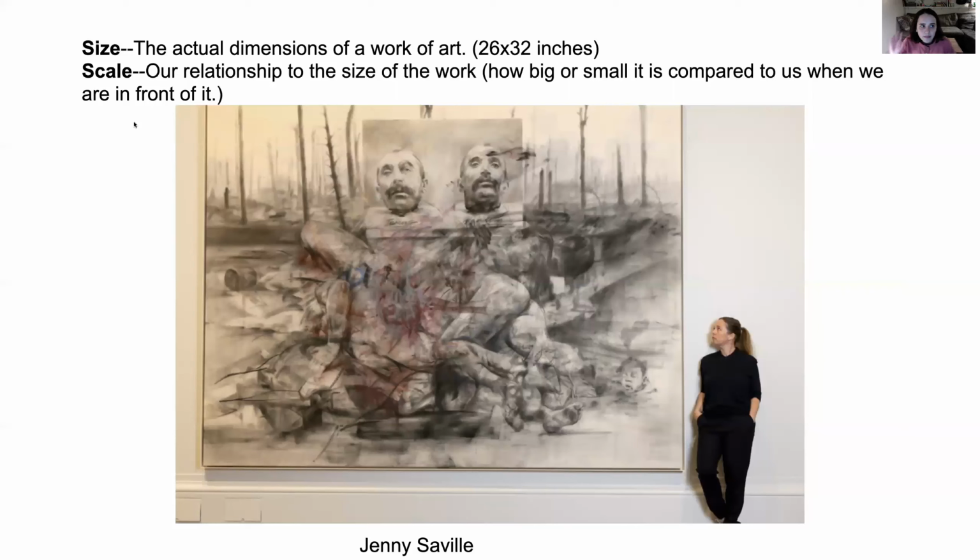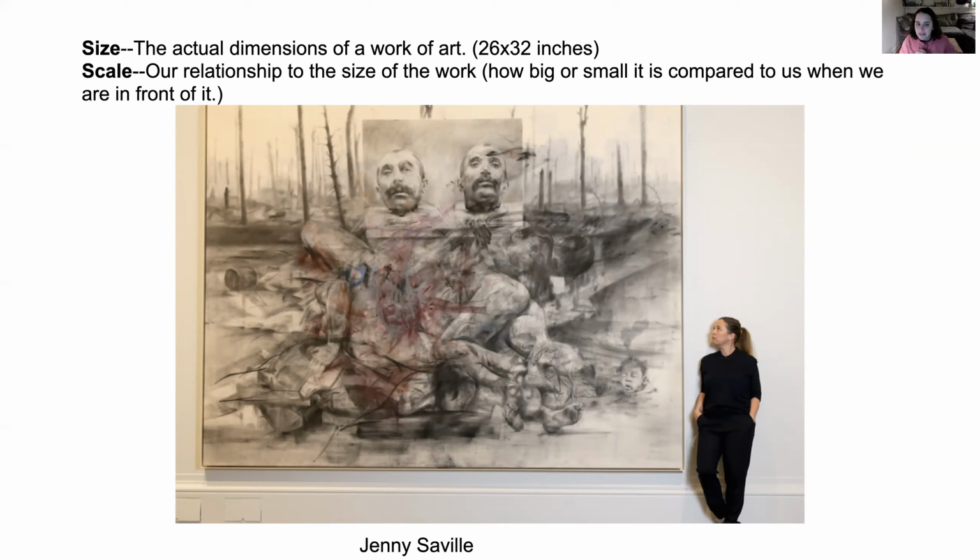When we think about size, obviously we have just the dimensions of an image. So you'll have something like 26 by 32 inches, which is kind of an arbitrary number. You'll want to think about the scale of the work, and the way that differs from size is that it's the relationship between things. So it can sometimes be the relationship between parts of an image. So maybe one part of the image is a lot bigger than another part. It's also the relationship between you as a viewer and the artwork.